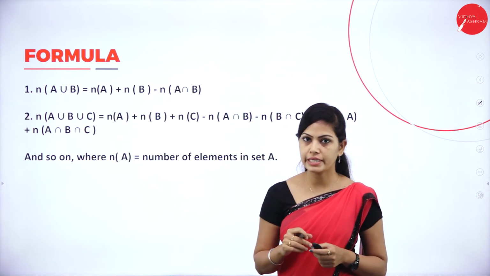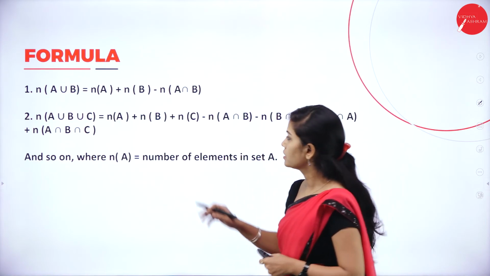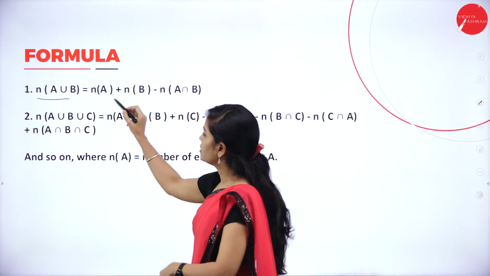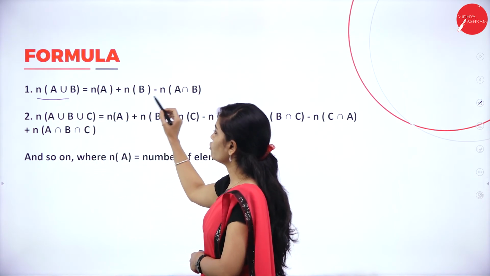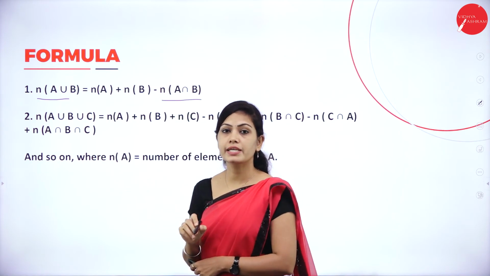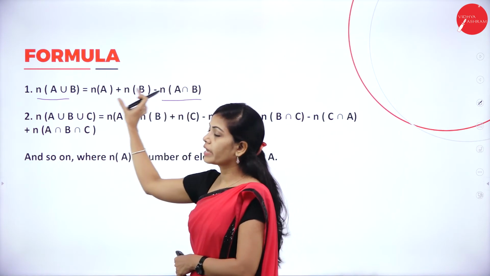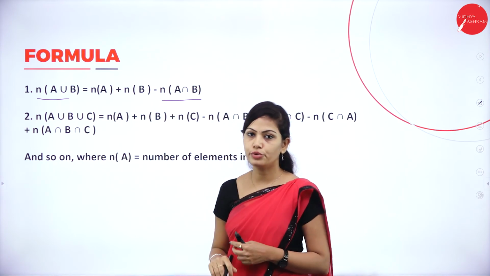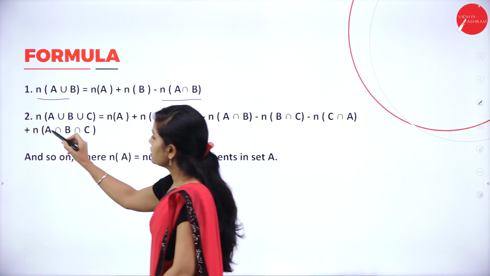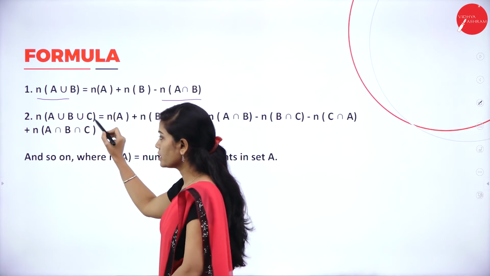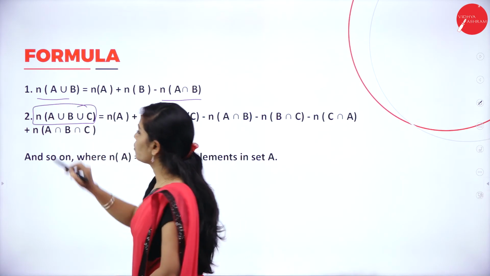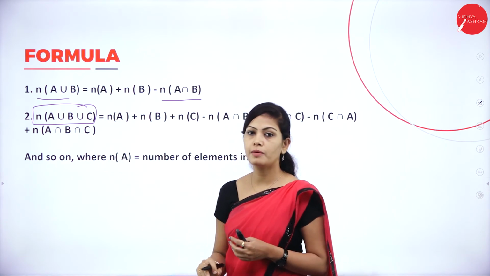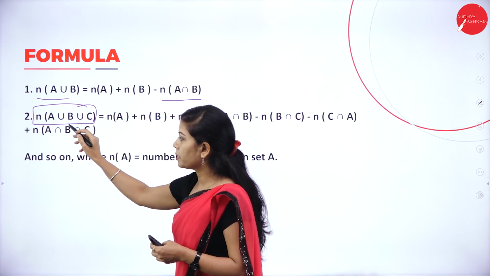For Venn diagram problems, we have two formulas. For finding n of A union B, it is n of A plus n of B minus n of A intersection B. This formula we can use while doing the problems. And n of A union B union C is for 2 or more sets. If you get any 2 or more sets, you can use this formula.